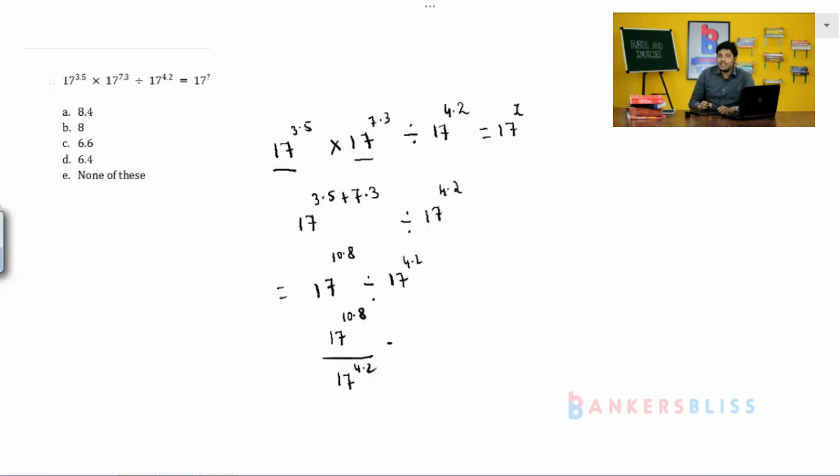So this can be written as, see here, a power m by a power n, which can be written as a power m minus n. So 17 power 10.8 minus 4.2, which is equal to 17 power 6.6. So 6.6 is the answer. Option C, 6.6 is the answer. So very simple to calculate. Okay, let's move on to the next problem.